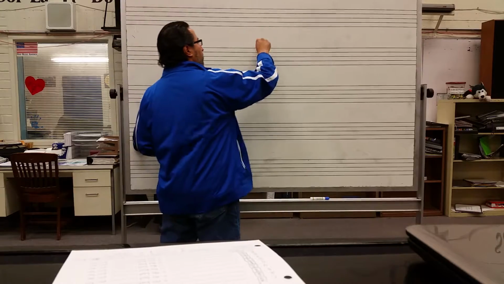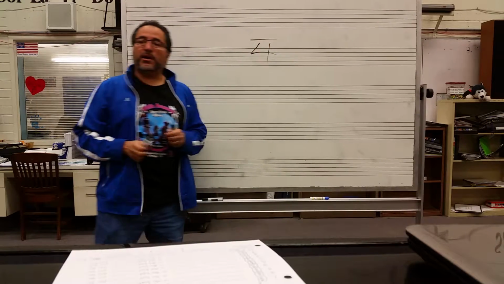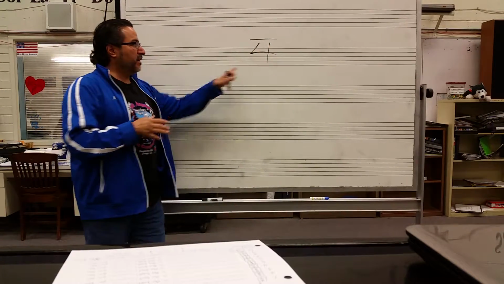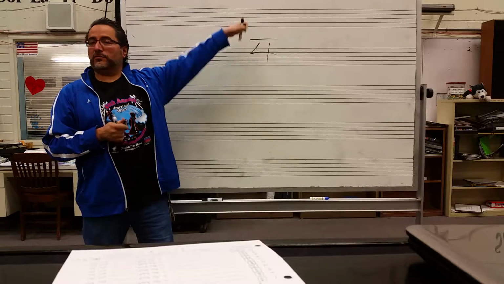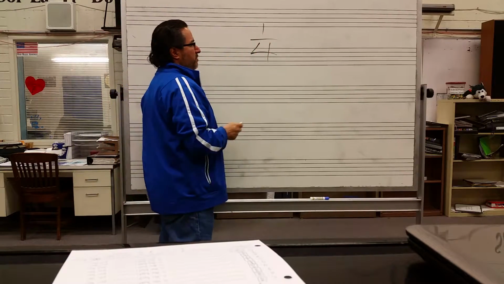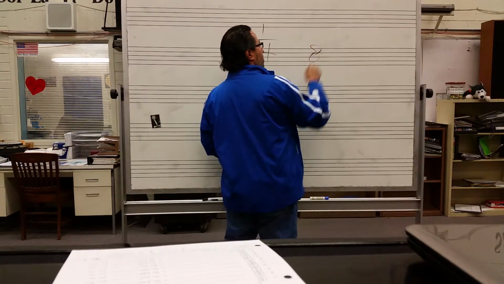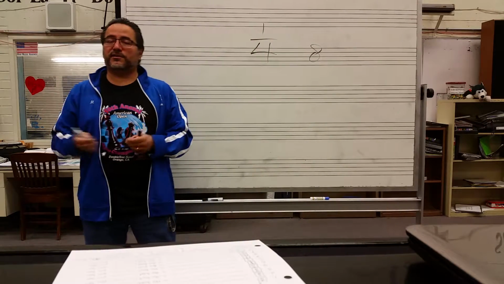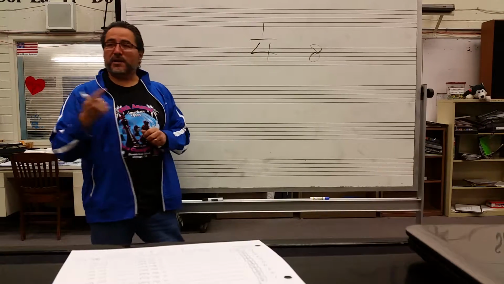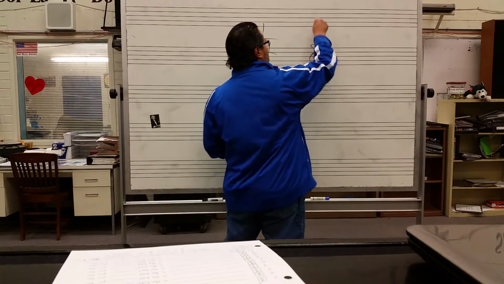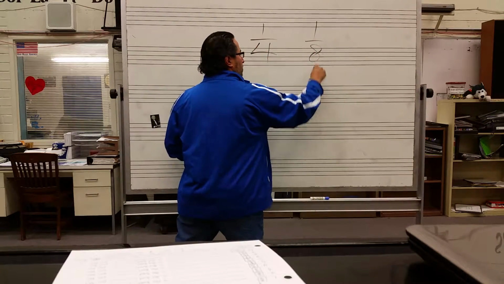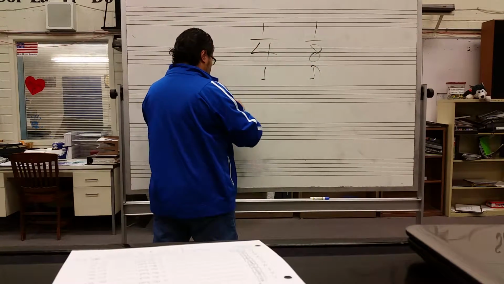If you see a number 4 at the bottom of your time signature, it's going to represent quarter notes because it always looks like 1/4, okay? If you see an 8 on the bottom of your time signature, what do you think it's going to be? It's going to be an 8th note, right? So 1/8. And this would be a quarter.